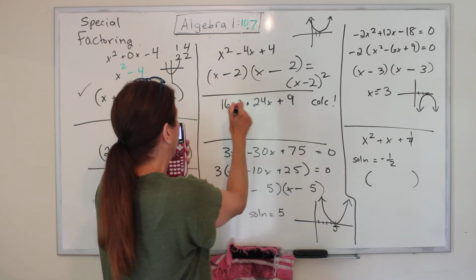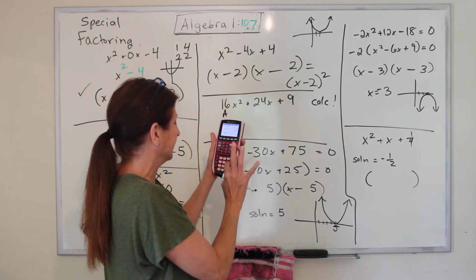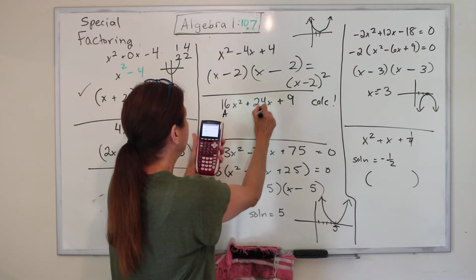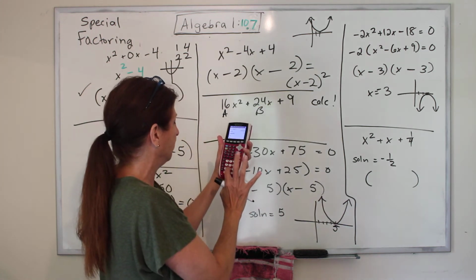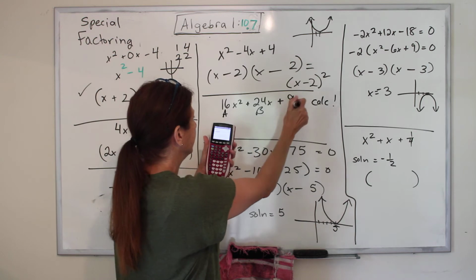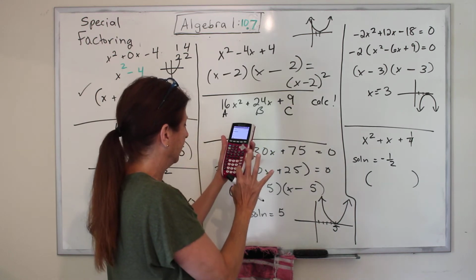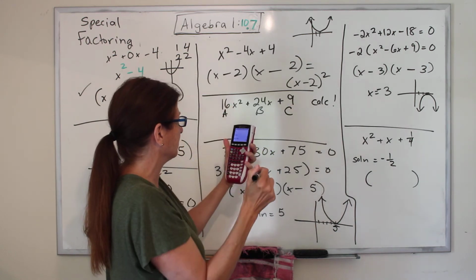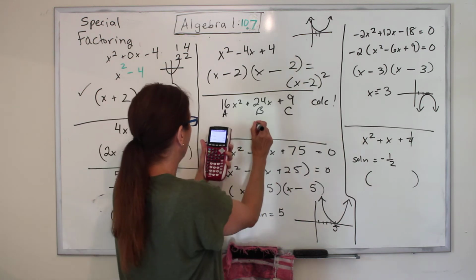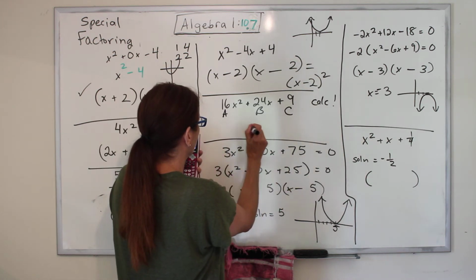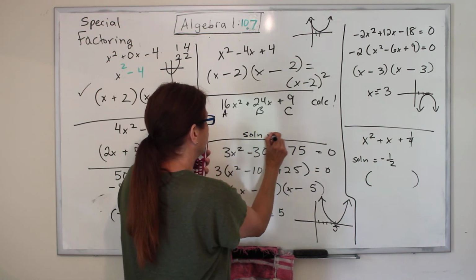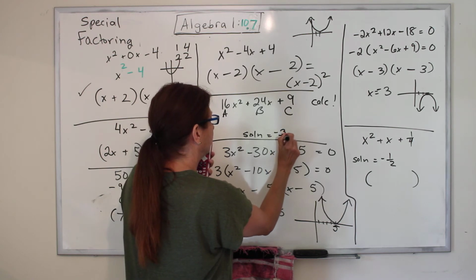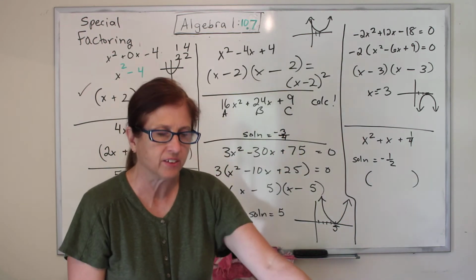First it asks for the A term. The A term is 16. The B term it asks for next is 24. And my C term is 9. I hit enter and it tells me that my answers are -3/4. So the solution equals -3/4.